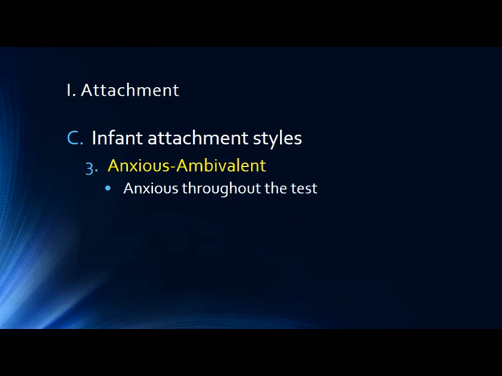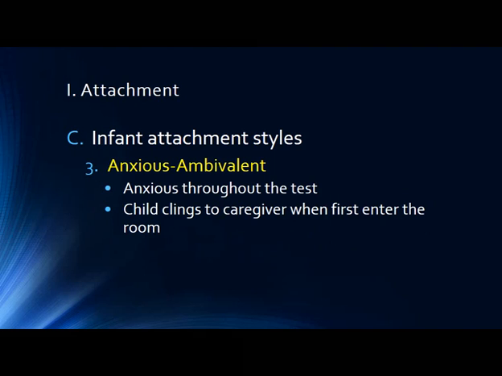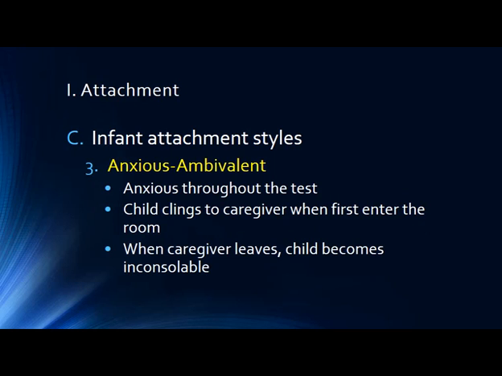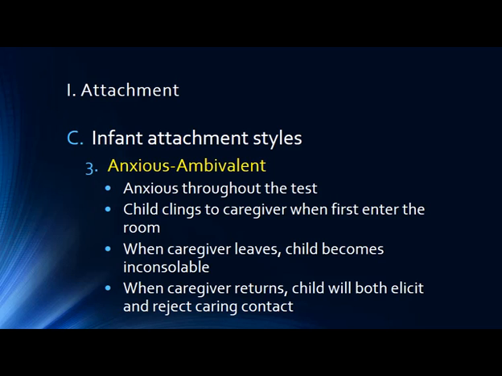The anxious-ambivalent are anxious the entire time. They will cling to the caregiver when they first enter the room. Uh-oh, stranger danger. And then when the caregiver leaves, they're completely inconsolable. And then when they come back, they'll both elicit and reject caring contact, like they'll want to be picked up and like, no, put me back down. And that's what we call this anxious-ambivalent, because they're anxious, but they're also ambivalent about the caregiver.